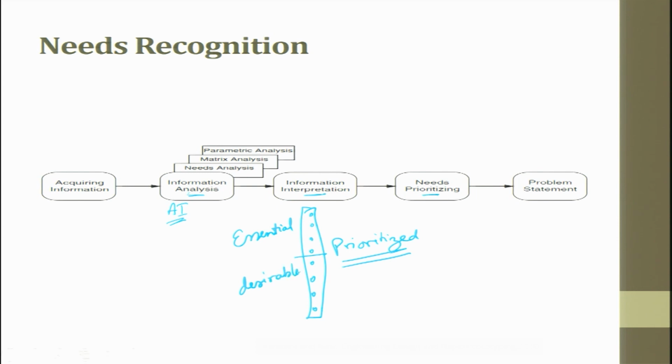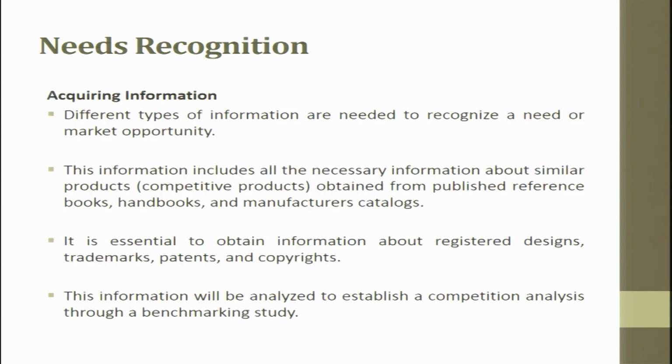So, desirable, if it is there, it is okay, but essential, it must be there. So, now we do the prioritization, and then based on this we try to identify the problem statement. Acquiring information can be through conducting interviews, looking at the existing data, market surveys, meeting people, talking to experts and asking for their views, and then start developing a product. So, these are different ways.